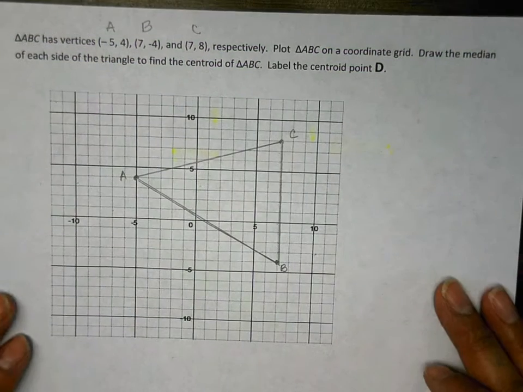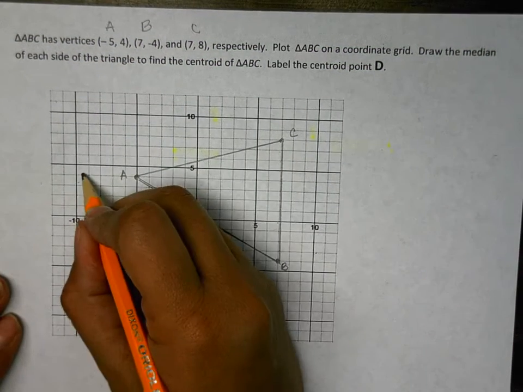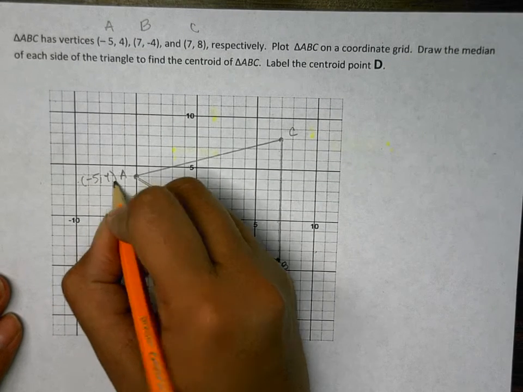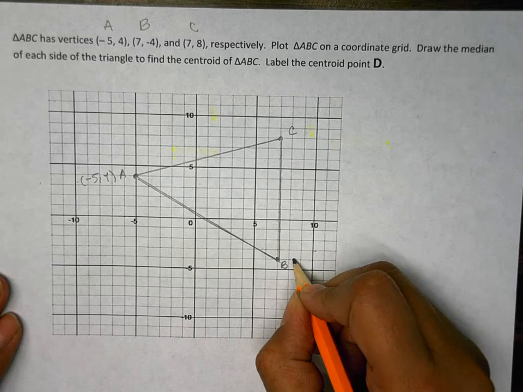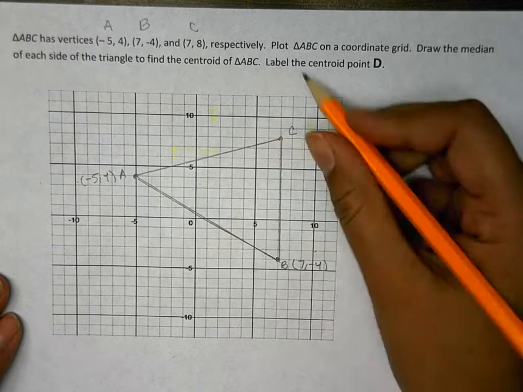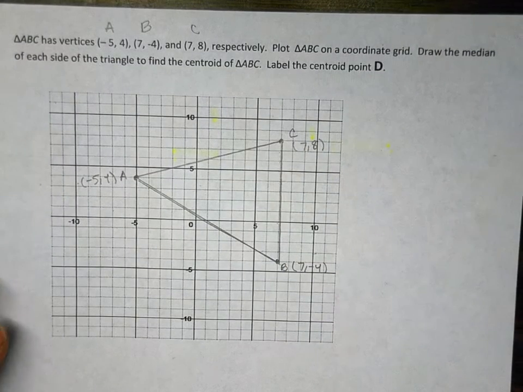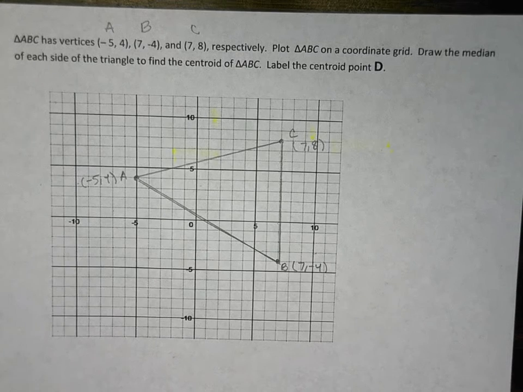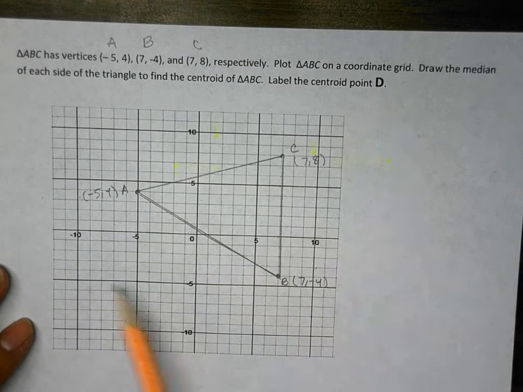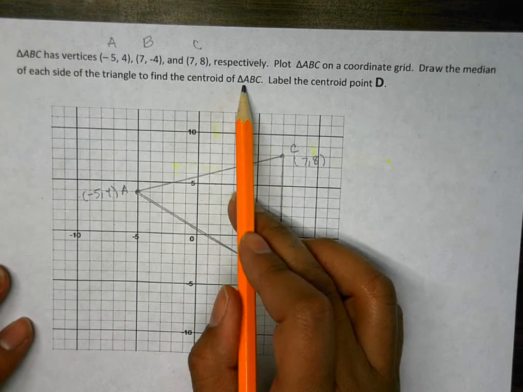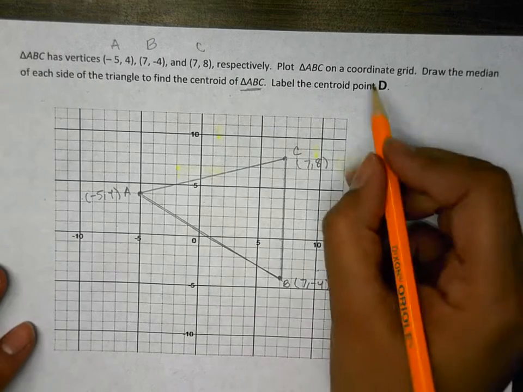All right. Everybody have it? All right, does everybody's look like this? Okay, now let's read on. Plot ABC in a coordinate grid, we just did. Draw the median on each side of the triangle to find the centroid of ABC. Label the centroid point D.